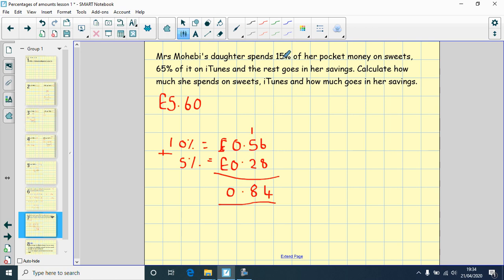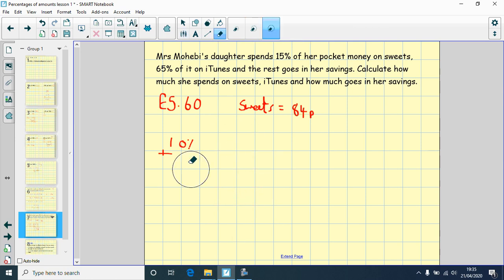So she's spending 15% of her pocket money on sweets. So on sweets, you might write down somewhere, she spends 84p on sweets. She's not spending a lot. She might just buy some Skittles or something. So that's sweets. I'm going to just rub out this working out now so I don't get confused, but I've worked out sweets is 84p.